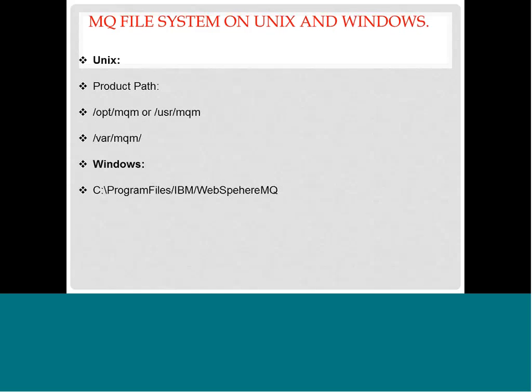In MQ, the path of MQ Series in Windows and Unix is a file system. The product path will be /opt/mqm or /usr/mqm. /opt/mqm is for Linux and Sun Solaris, but the AIX system is /usr/mqm. The working directory /var/mqm is for all the Unix flavors. The product path will be different for AIX and the others. In Windows, the path will be the same. The root path is C:\Program Files\IBM\MQ.